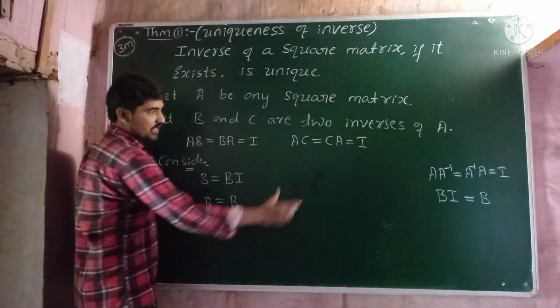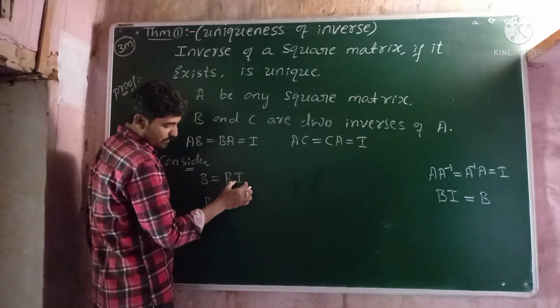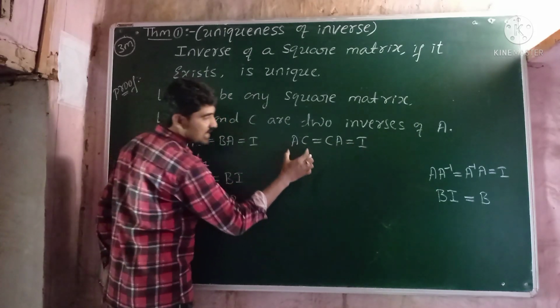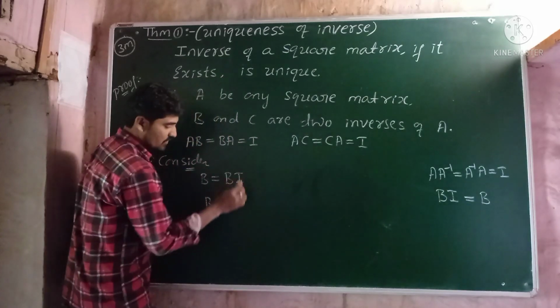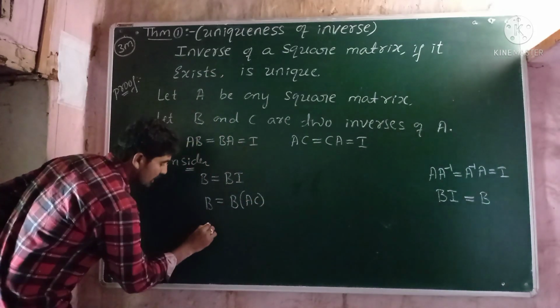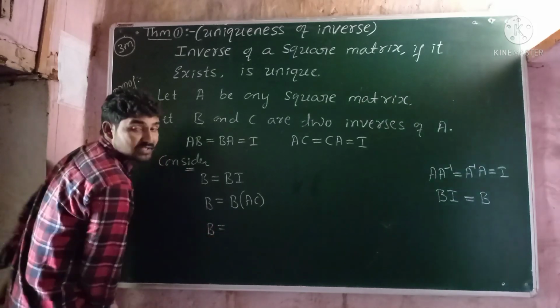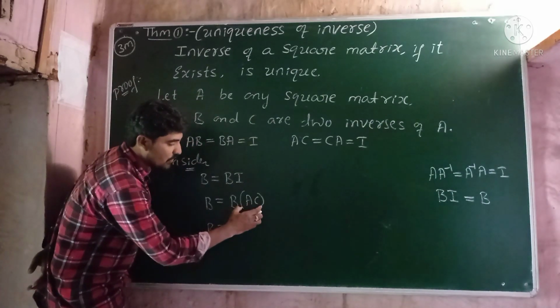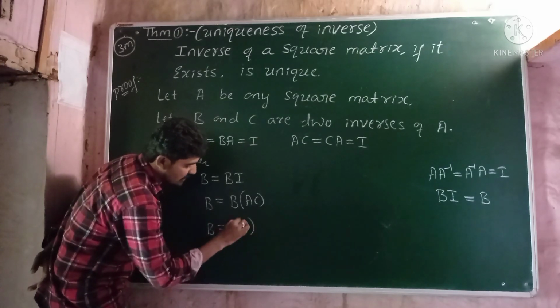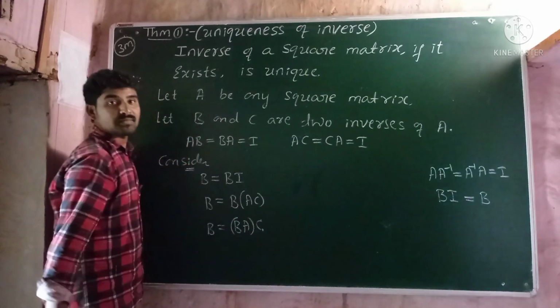For that, by using this relation, in place of unit matrix I, we may write AC matrix, because AC is equal to I. So in place of I, AC matrix. Now, by using the associative property, B into AC matrix can be written as BA into C matrix.